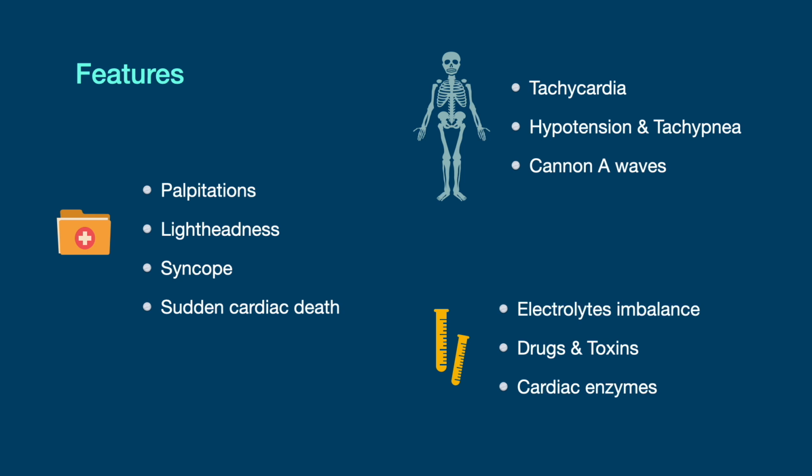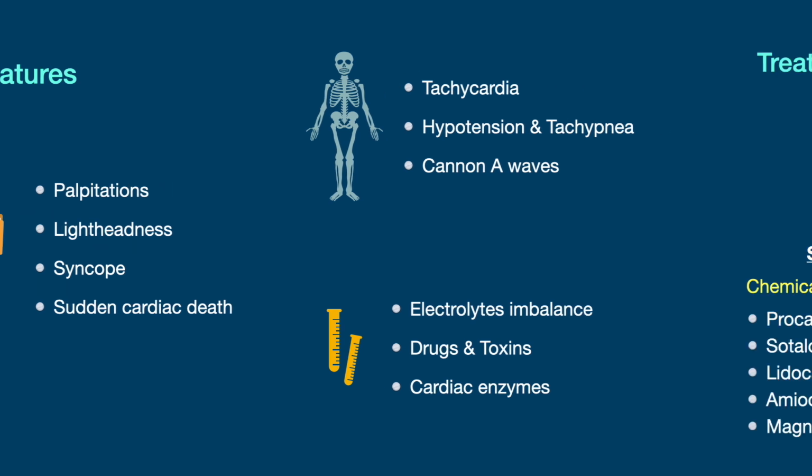Diagnosing ventricular tachycardia is important because these sorts of tachyarrhythmias are potentially life-threatening. An ECG and physical findings are sufficient to diagnose VT. Lab studies are usually done to look for potential causes such as electrolyte imbalances, any drugs and toxins causing arrhythmias, and also taking a look at the cardiac enzymes which may be suggestive of cardiac ischemia.